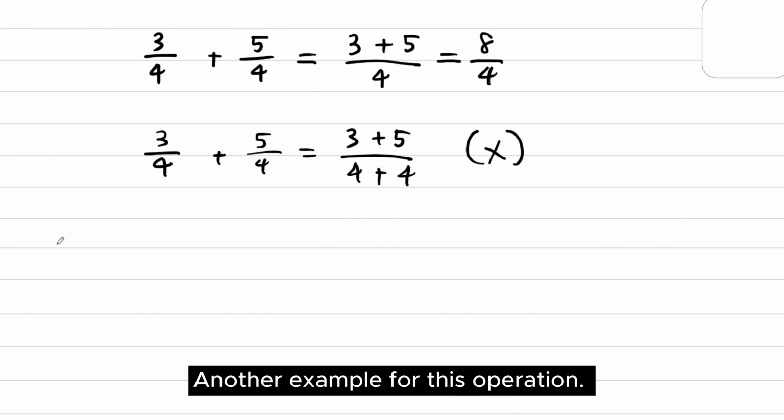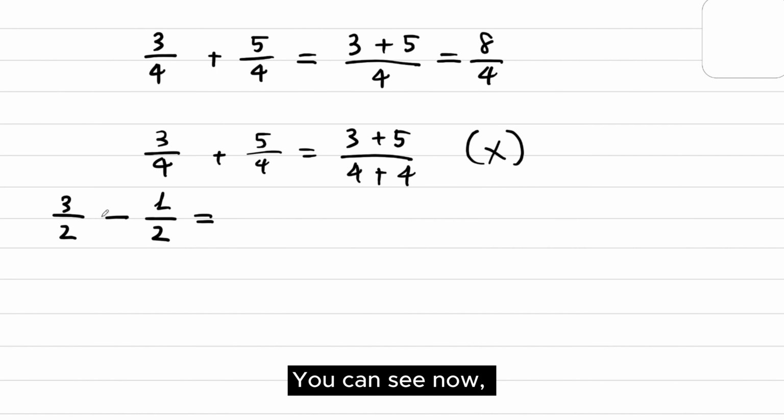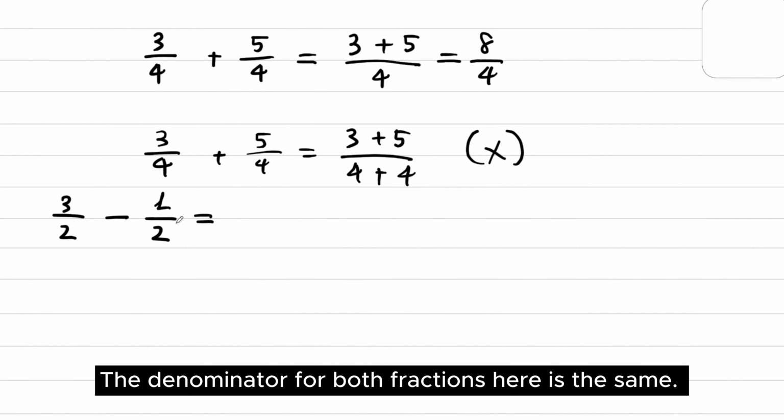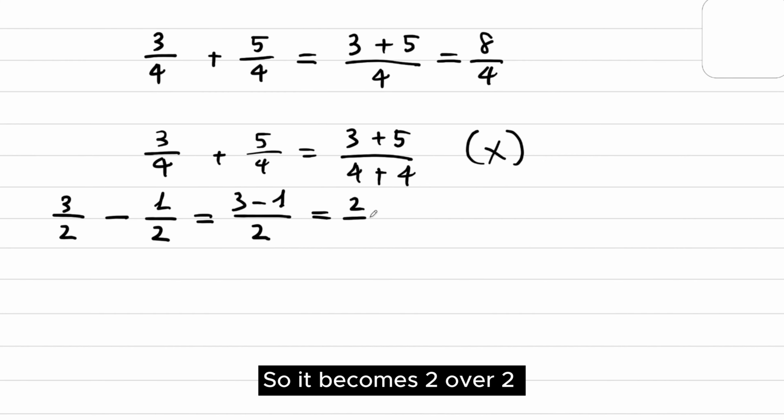Another example for this operation: you have 3 over 2 minus 1 over 2 here. And you can see now the denominator for both fractions is the same. They are both 2. You will have the new fraction 3 minus 1 over 2. So it becomes 2 over 2, which equals 1, like this.